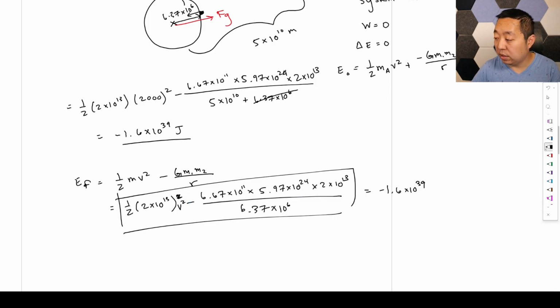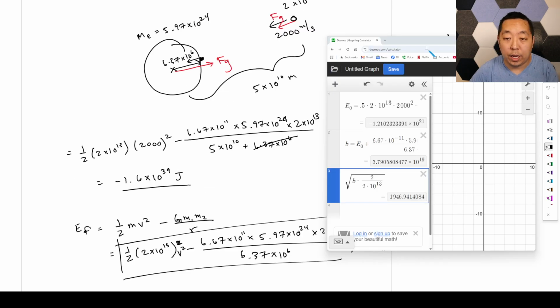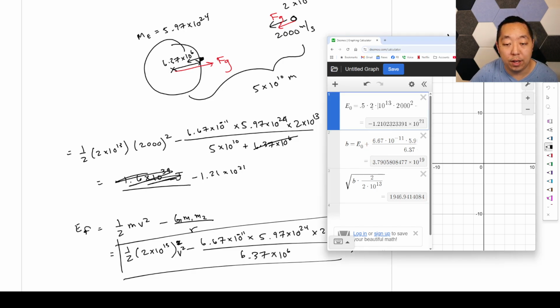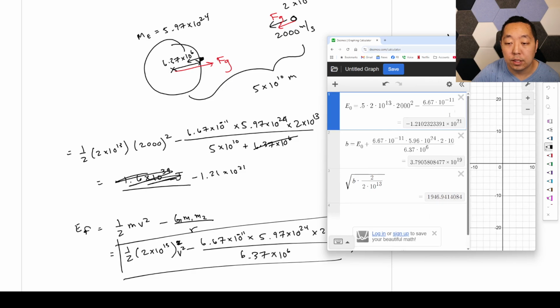And I get, let me do the math real quick. Okay, I made a slight mistake. I didn't write the negative 11s here. So this number ended up being negative 1.21 times 10 to the 21. And so this should have been negative 11. But I just want to show you how I put it in Desmos. So in Desmos, I did the initial energy. I did 0.5 times mv squared, like this part here. And then I went ahead and typed in, let me see if I can make this bigger. Typed in this expression for calculating the gravitational potential energy. And I got this number.